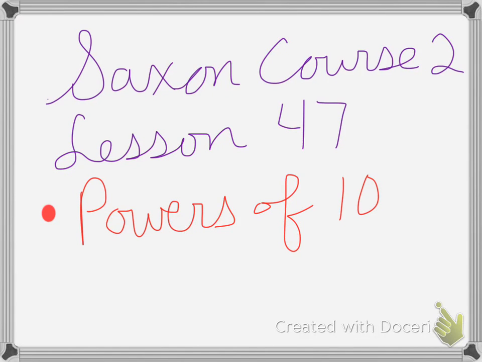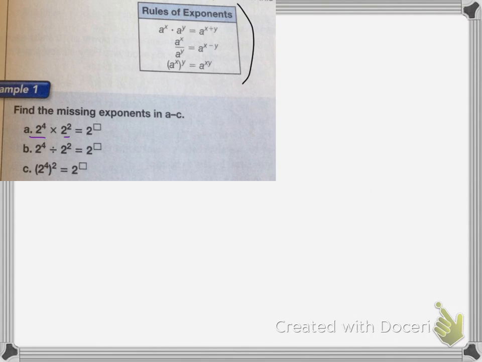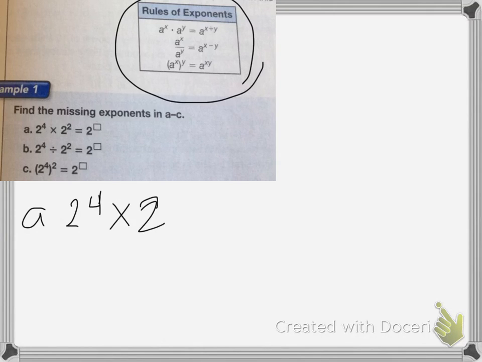Hey, Saxon Course 2, Lesson 47 is powers of 10. So we have these rules of exponents. When you have a number that's the same, so we have the 2 and the 2, the number's the same and they have different exponents. Okay? So for A, 2 to the 4th times 2 squared, it wants to know it's going to equal 2 to some power.